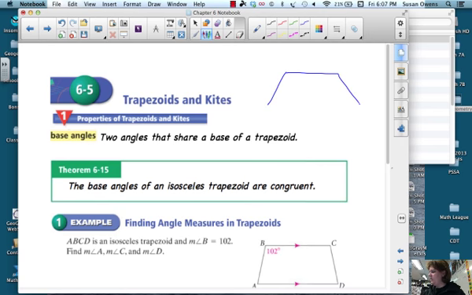So if I draw a trapezoid and I make the top and the bottom parallel, the two angles that share a base are called base angles. So there are actually two sets of them. The angles down here are base angles, and also the angles up here are base angles.